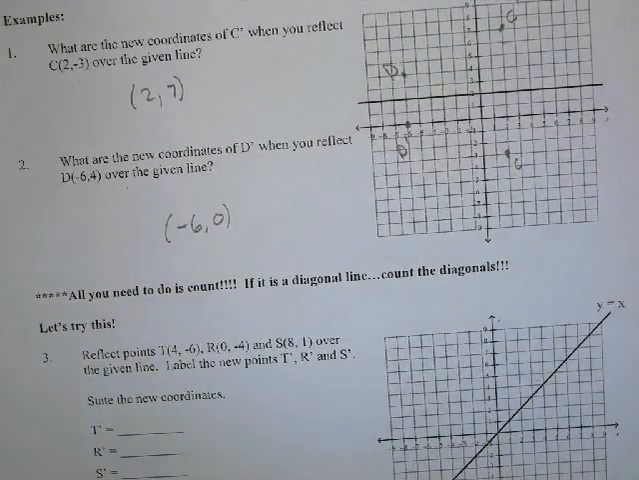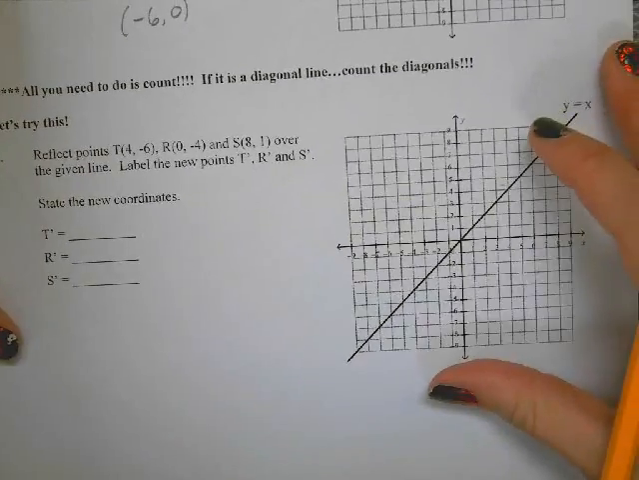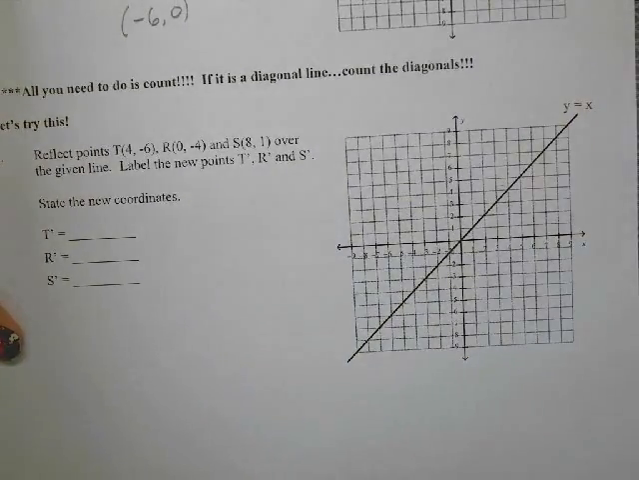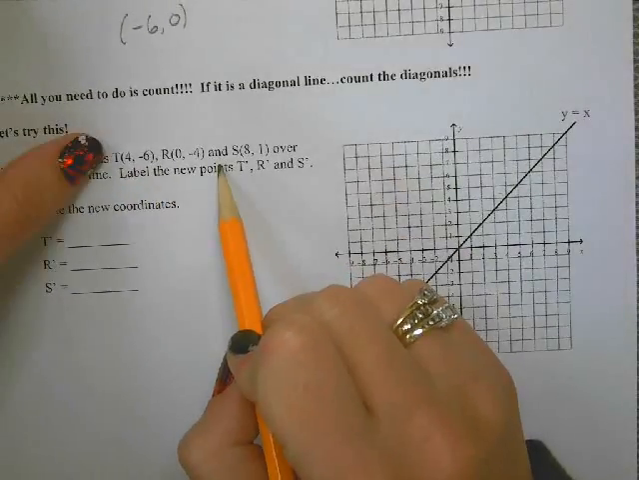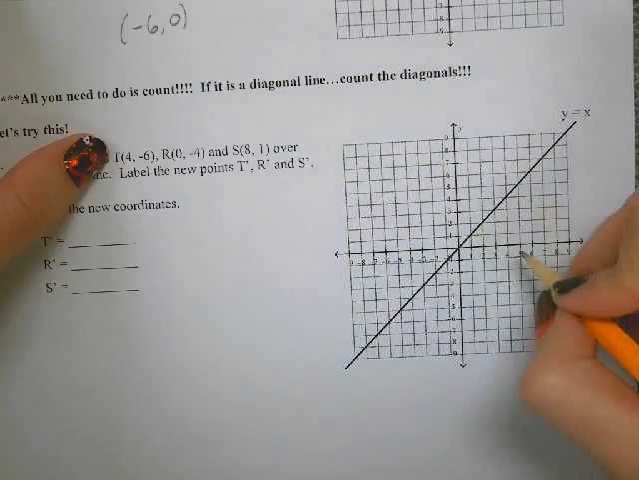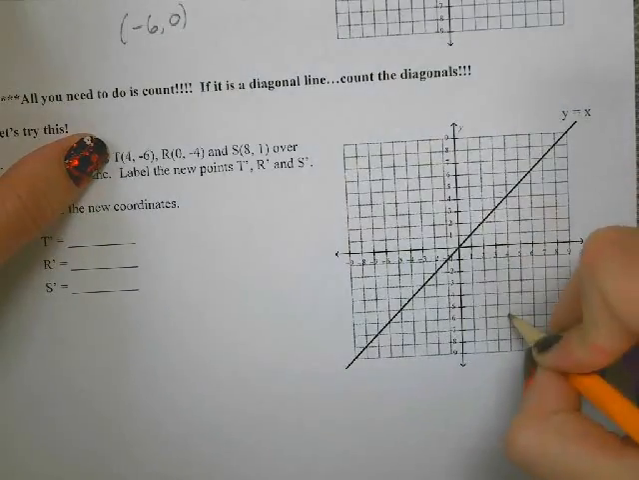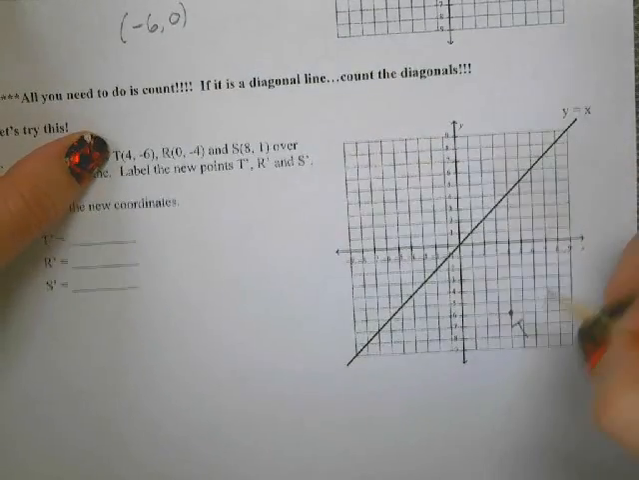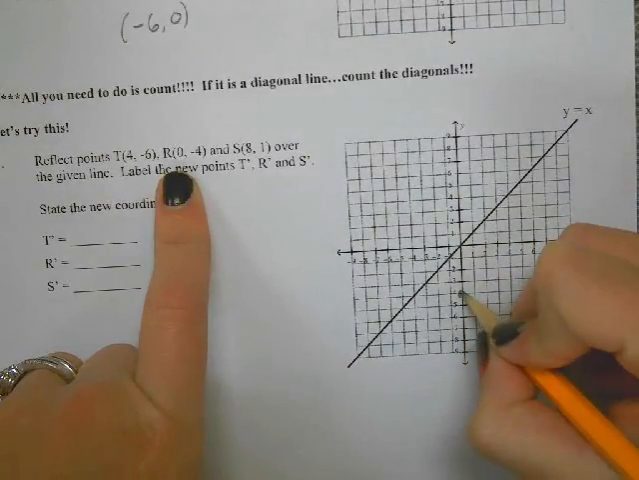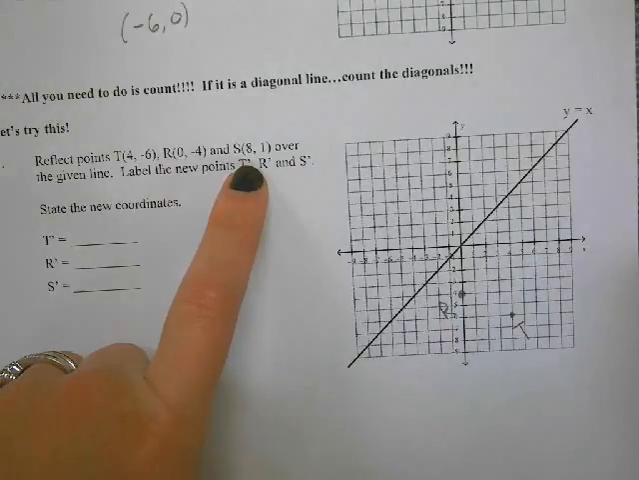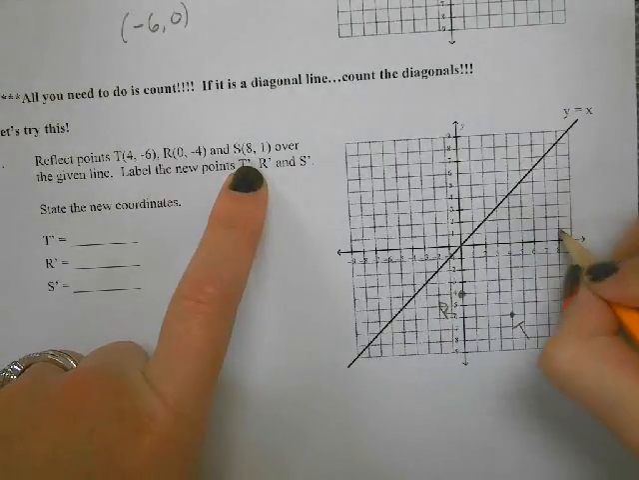All right, let's try it over a diagonal line. I'm going to plot these 3 points, T, R, and S. T is at 4, -6. R is at 0, -4. S is at 8, 1. Then I'm going to reflect over the diagonal line.